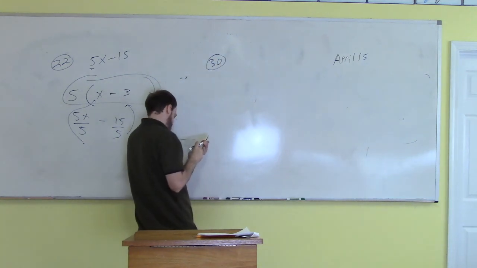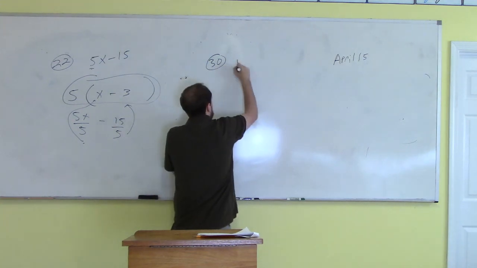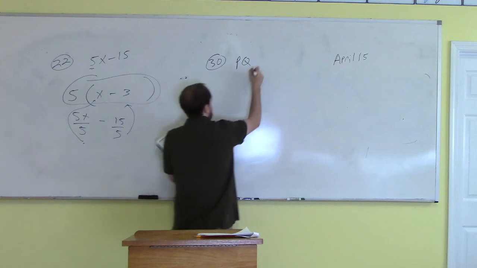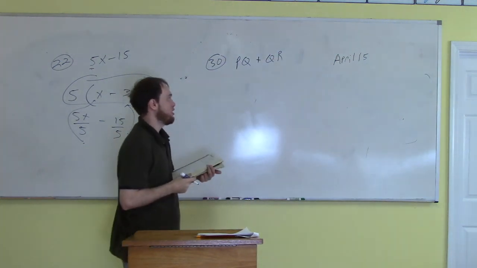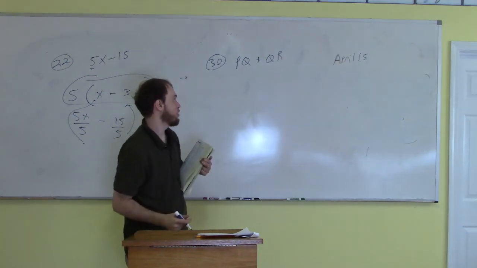So 30 says, okay, PQ plus QR. So PQ plus QR. I'm going to say, okay, what variable can go into both of those?